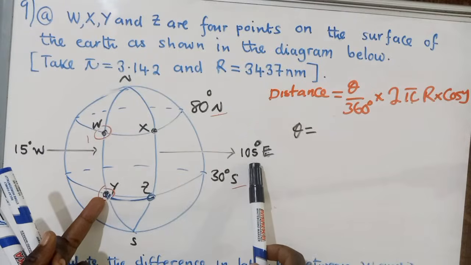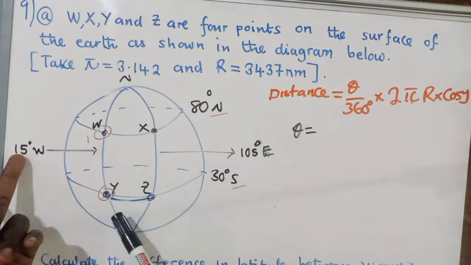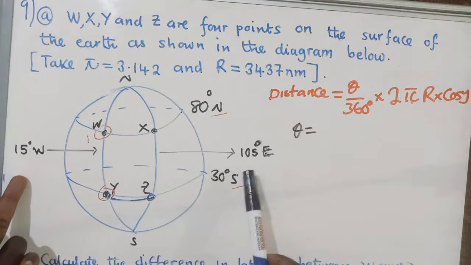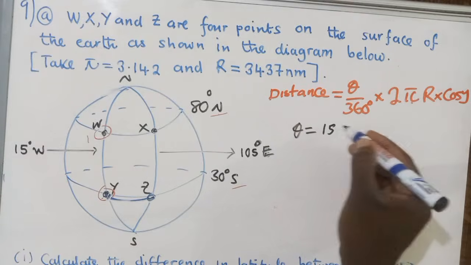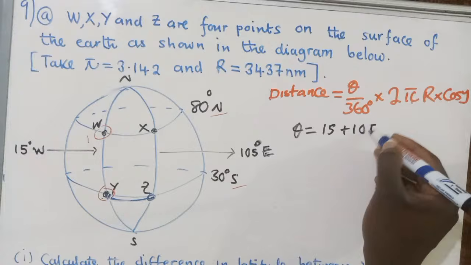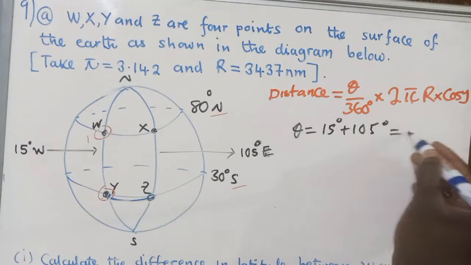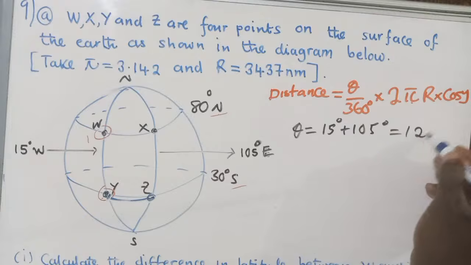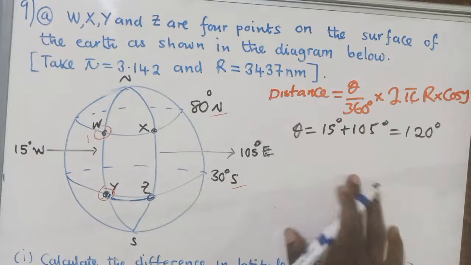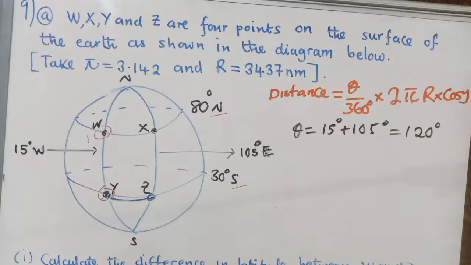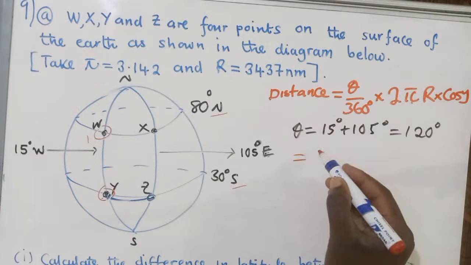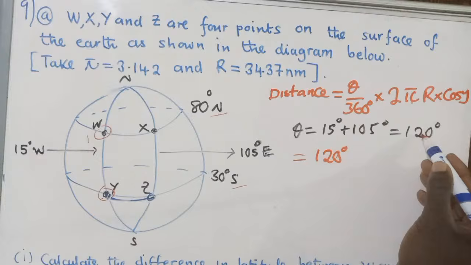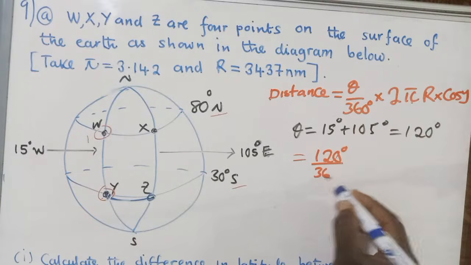It's 105 east, and this other one is 15 degrees west. Are they the same? No, they are different. That means we need to add. So it will be 15 plus 105, which gives us 120 degrees. That's the calculation we need to do for us to find theta. After this, we now start plugging in. Our theta here is 120 degrees. We've just found 120 degrees over 360 degrees.